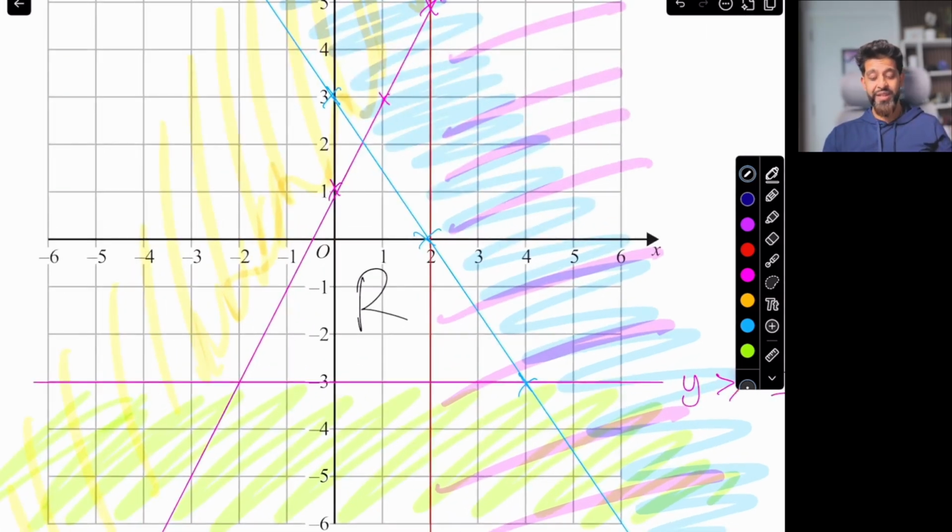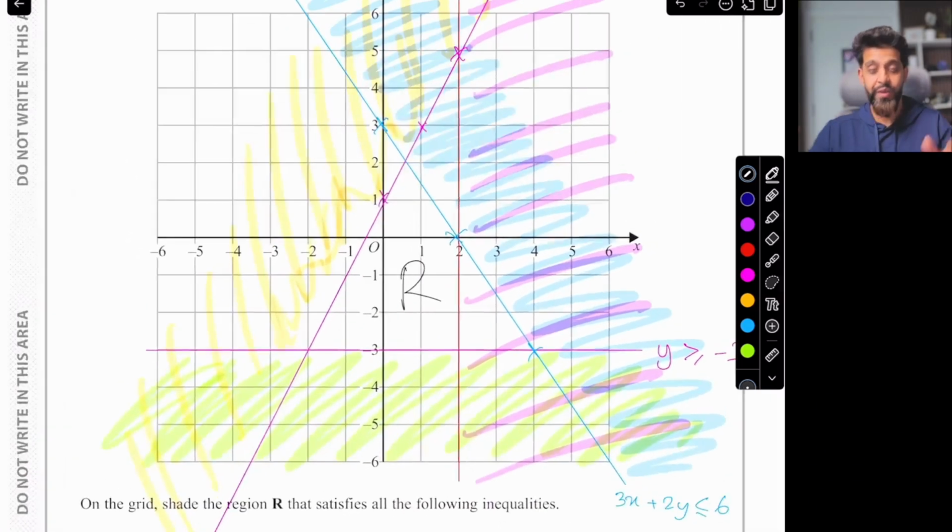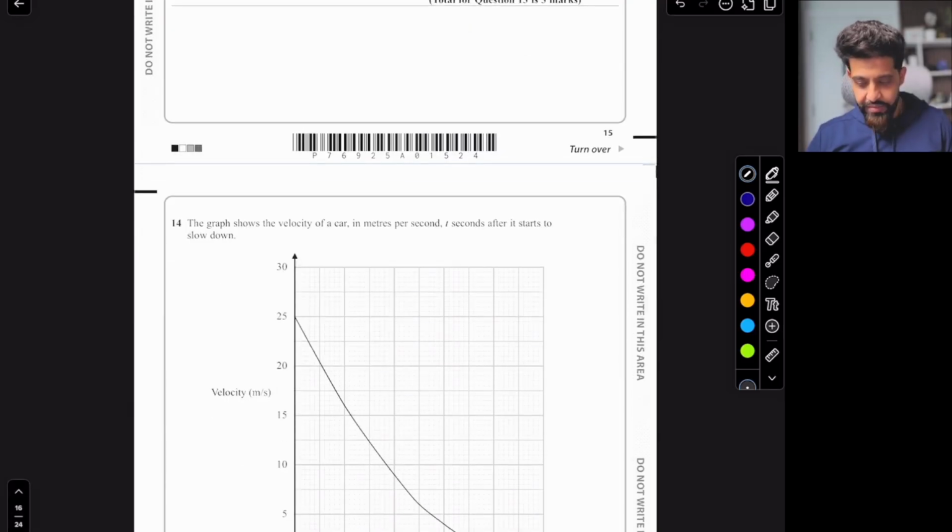If I was an examiner, I'm looking at this, I can see that you've done it. You've identified the region. You've marked it R. So whether you shade inside or outside, it doesn't matter as long as you can easily identify it. And exam marking guidance allows it. I've seen it. Okay, so don't worry. Okay, moving on.